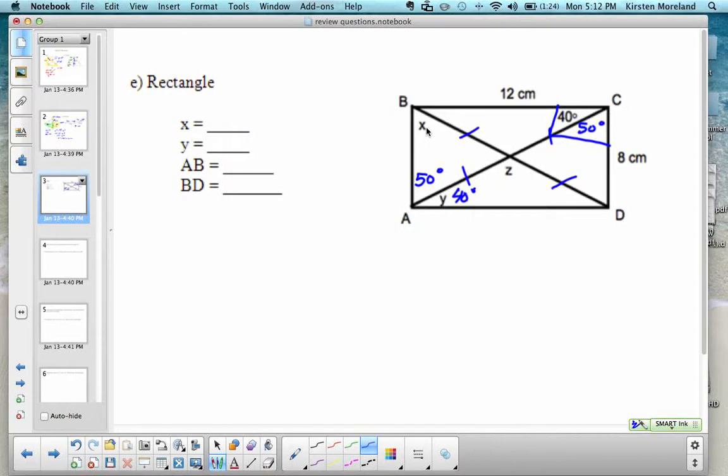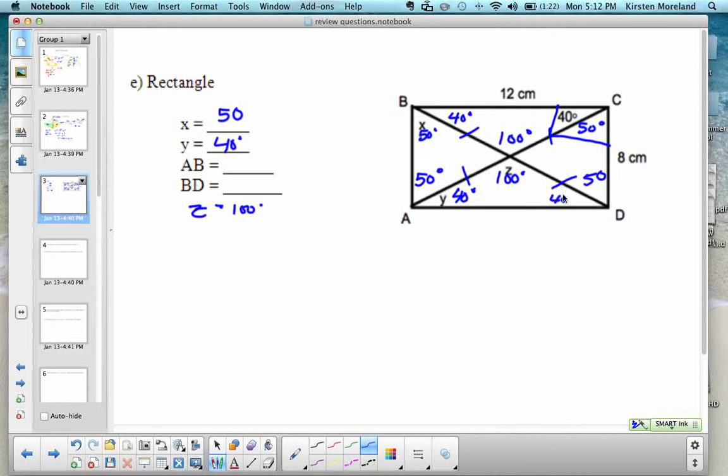Now since I have a bunch of isosceles triangles here, this has to be 50 and this has to be 40, because base angles of an isosceles are congruent here. These base angles of the isosceles triangles are congruent. These two are congruent, and these two are congruent. So then to find z, I just have to add up my triangle parts. So 40 plus 40 is 80. Subtract from 180 gives me 100. So that makes z 100 because these two are vertical angles. So x is 50, y is 40, and I forgot to put a space for z, but z is 100.